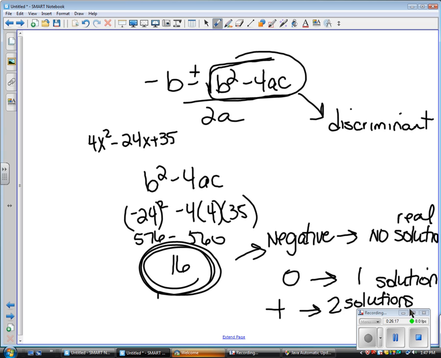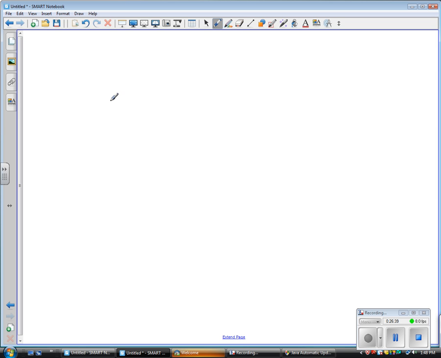And we're going to look at one real quick. 16, which is positive, tells me I have two solutions. And when we did that problem a minute ago, how many solutions did I come up with? 2. I had a 3.5 and a 2.5. So let's look at one. We're going to look at the discriminant first, just to see, and then we're going to actually work it to see from there what we get.